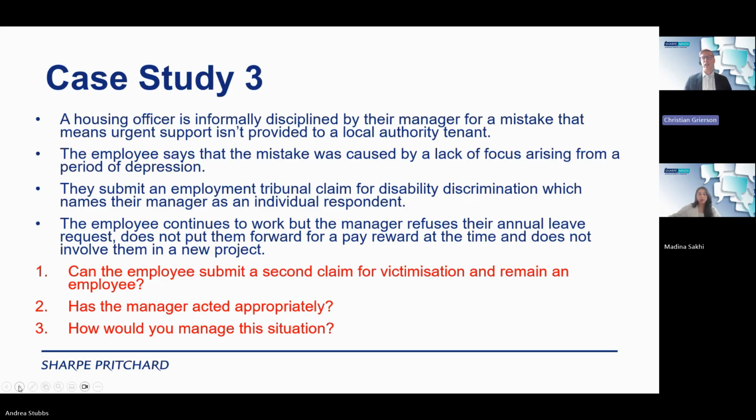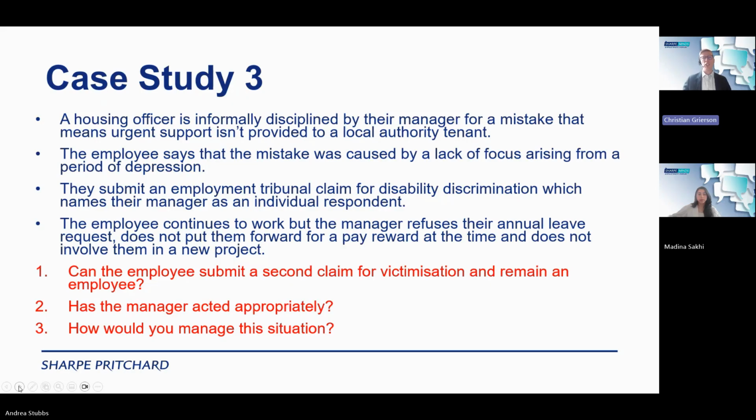So how would an employer manage this situation? My advice would be, first thing you would do is swap out the manager. If an employee has raised a claim where the manager is not just mentioned but is an individual respondent, then it's entirely appropriate to swap out the manager for someone else, to take the heat out of the situation and to avoid the risk of the acts discussed here potentially being framed as acts of victimization.